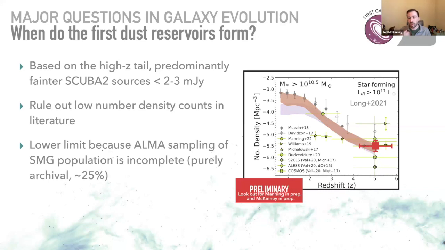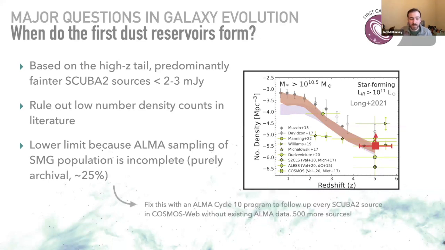So I've just been grabbing as much archival data as I can off the archive, which means I don't yet have all of the ALMA data over all of the submillimeter galaxies. I think we're missing many of those higher redshift sources that will fill in over the next few months as some of the ALMA programs complete. But what that means is that this red square is really a lower limit. We've only been able to analyze about 25% of the SMGs in COSMOS-Web yet.